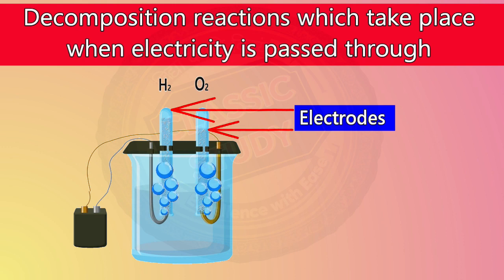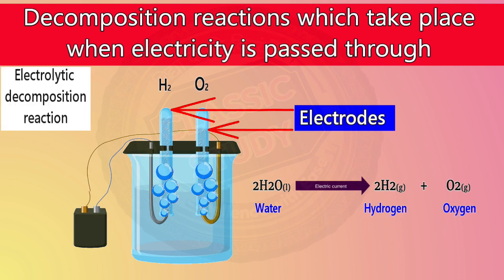So water under the effect of electric current decomposes into hydrogen and oxygen. 2H2O under electric current gives 2H2 and O2. So the two gases are released. This is an example of an electrolytic decomposition reaction.